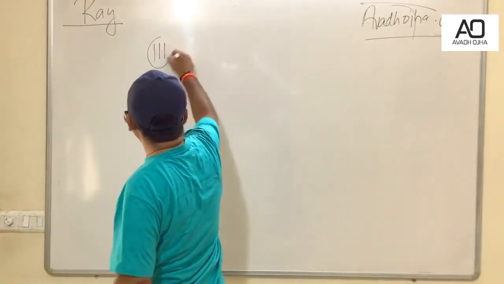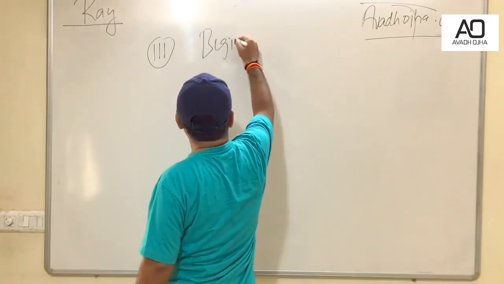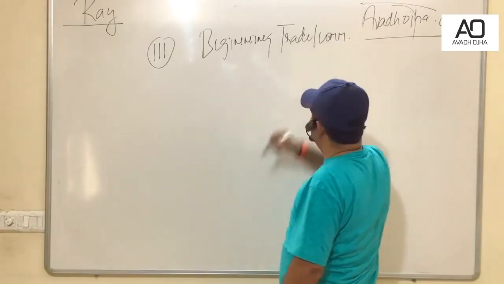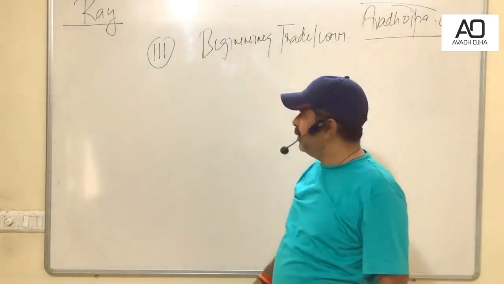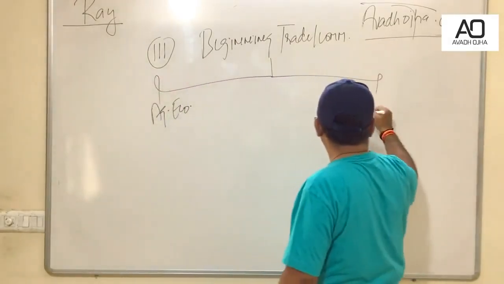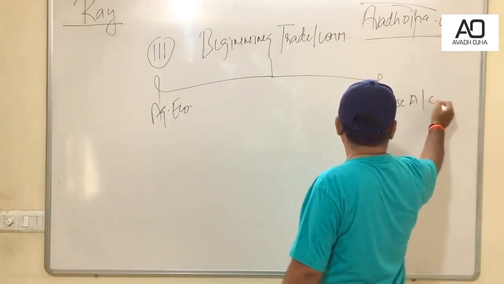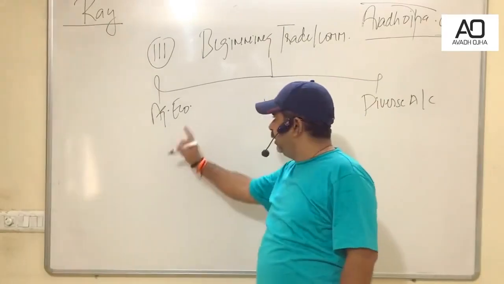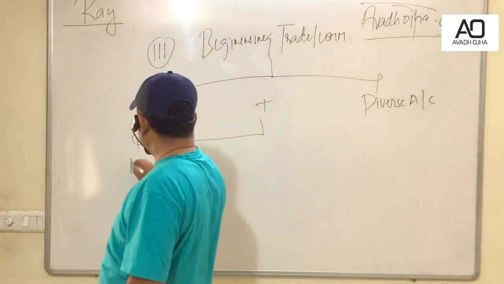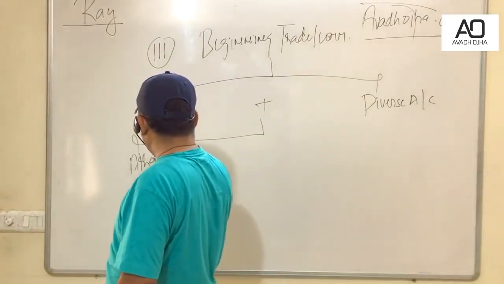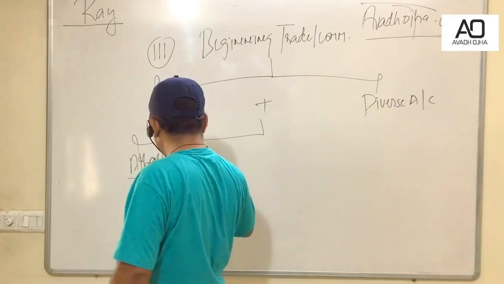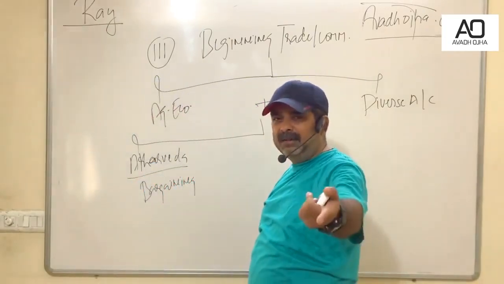So this prepared the ground for the beginning of trade and commerce. Why? Agricultural economy plus diverse art and craft. Demand, supply. So the Atharvaveda talks about bargaining. Bargaining is a very important feature of what? Trade and commerce.